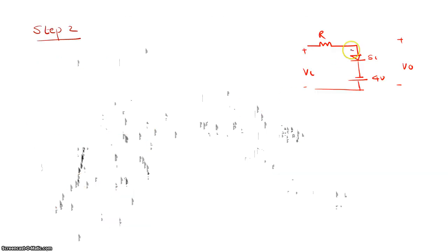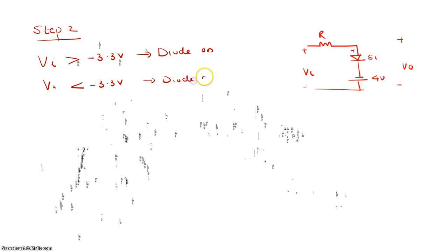So the diode's positive is connected here. Of course, in the positive half cycle the diode will be on. So we can say that when Vi is greater than minus 3.3 volt, your diode will be on. Similarly, when Vi is less than minus 3.3 volt, your diode will be off. So that is also now clear.